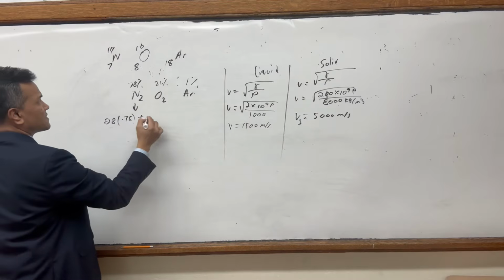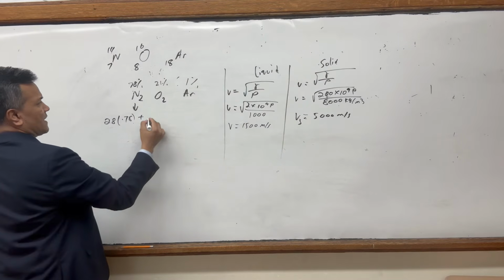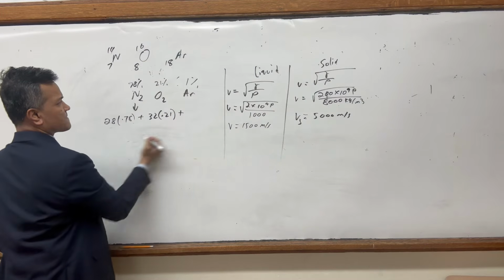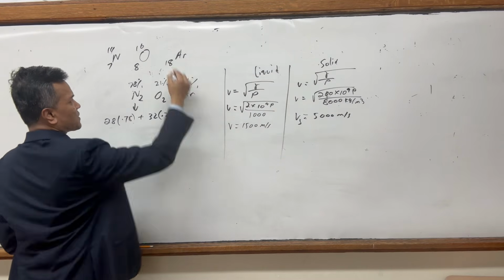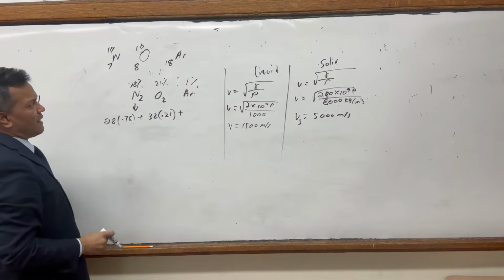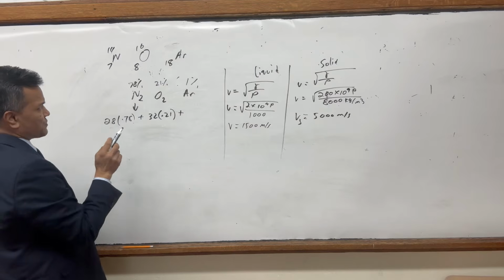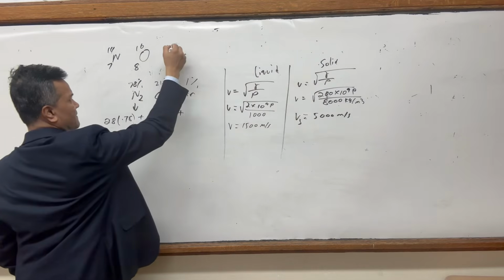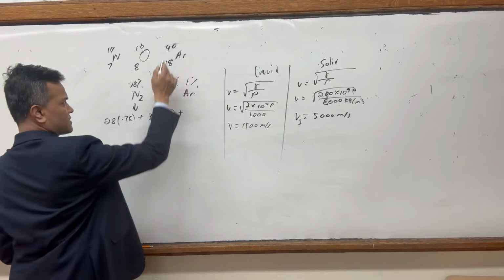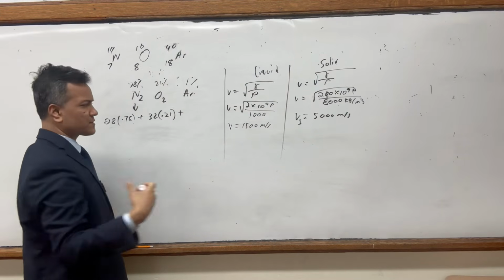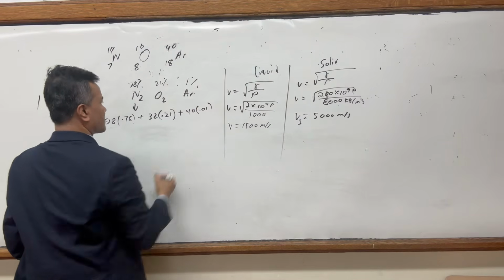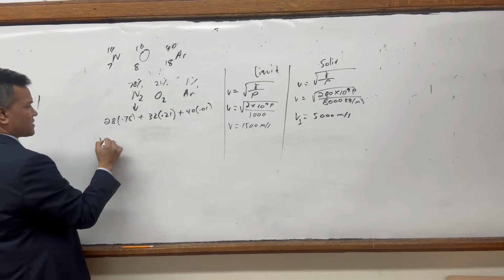So you have 28 times 0.78 plus 32 times 0.21 plus 40, because one of the isotopes is 22, so this is 40. Although this is 18, this is 40, one of the isotopes is 22. So this is 40.01. Okay, great. So what is the velocity formula?